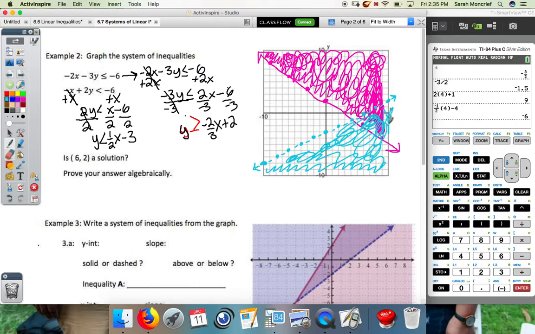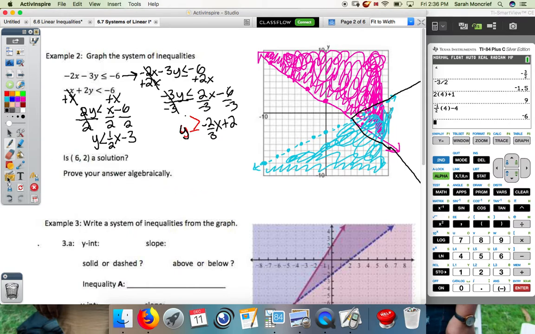Okay, so now let's talk about where my solution is going to be. Is my solution in just this white region? No. Is it in just the pink region? No. Is it in just the blue region? No, it is right here in this little triangle. And I say triangle, but it keeps going, right? Those lines continue on forever and ever.